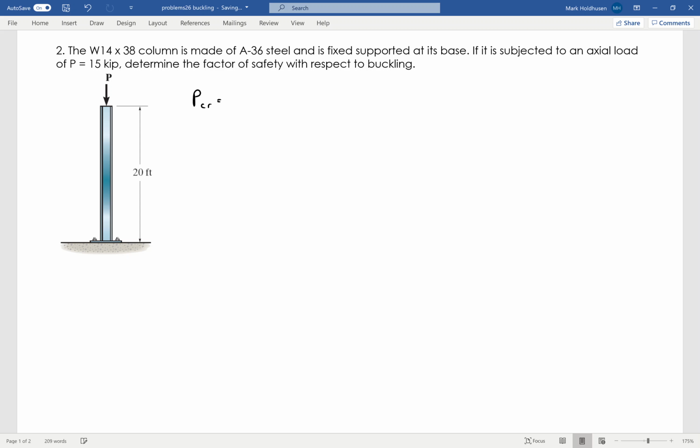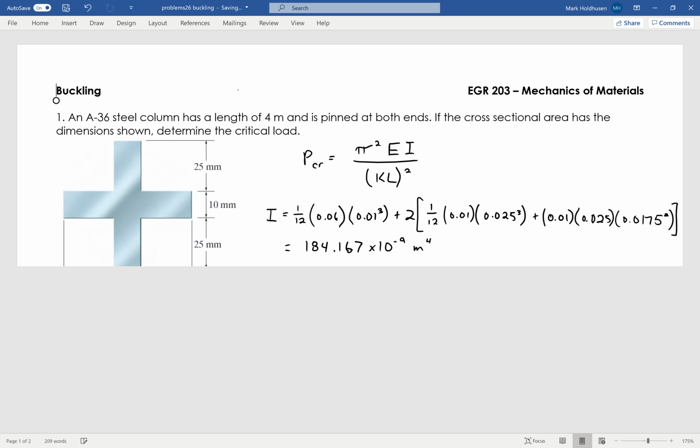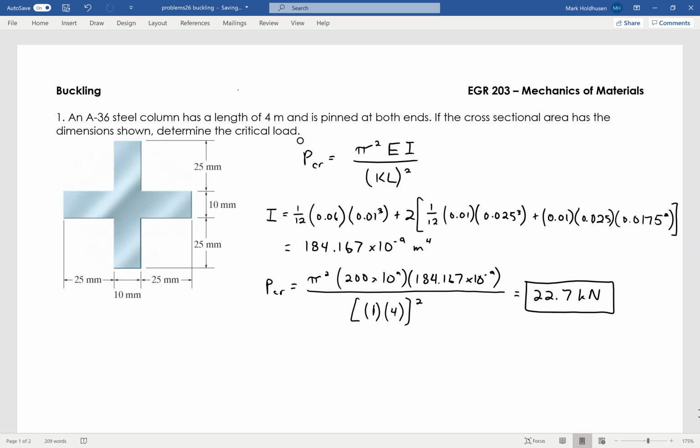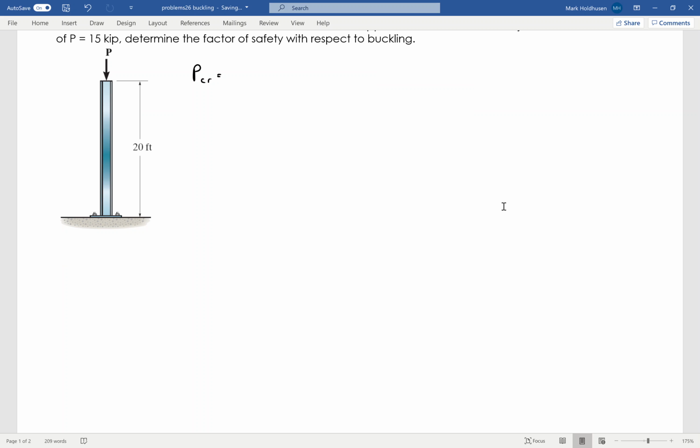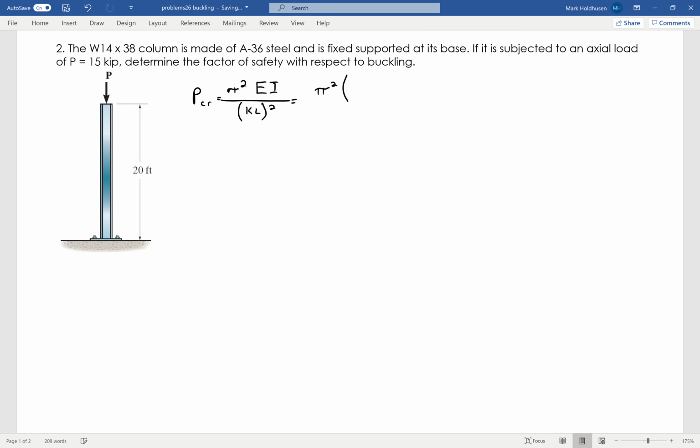So again, my critical load equation is going to be pi squared EI over KL squared. Okay, so we'll go ahead and go through this. So again, we've got pi squared. E, this is A36 steel. We can look that up. It is 29 times 10 to the 6 psi. Again, get that from the back of the book.